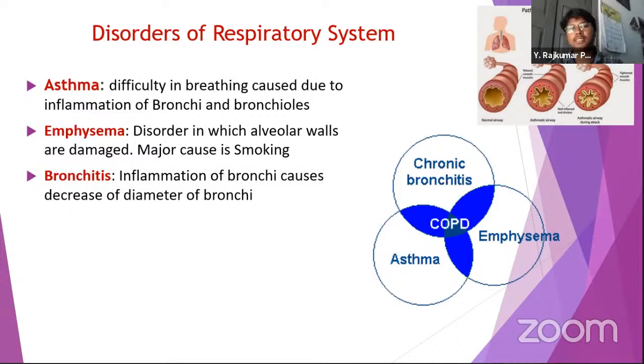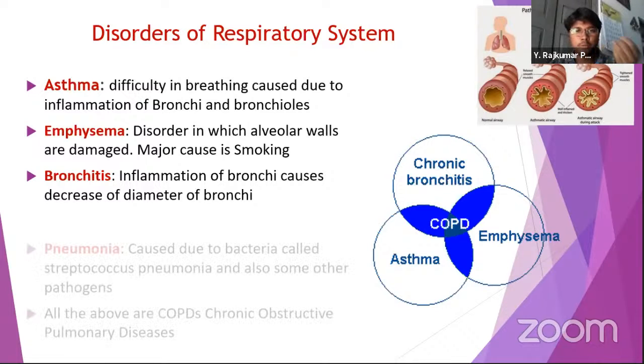Bronchitis. Itis means nothing but inflammation, that means getting inflamed. Inflammation of bronchi causes a decrease of the diameter of bronchi. Bronchi diameter gets reduced. So when the lumen is reduced, automatically the amount of air which passes through it will also be reduced. Let's see pneumonia.